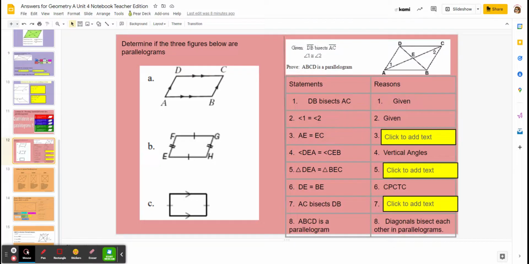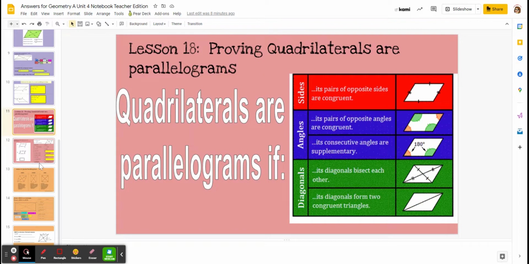Hi guys! So here is the video on the remaining slides in the Unit 4 notes. We did up to slide 10 last time, so we're going to start with slide 11. We start talking about proving quadrilaterals are parallelograms.